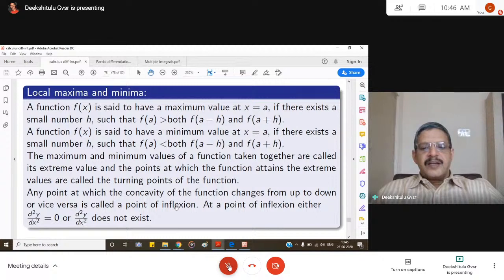Any point at which the concavity of the function changes from up to down or vice versa is called a point of inflection. We have discussed this concept, concave upwards and concave downwards, in yesterday's class. We have done problems also on points of inflection. At a point of inflection, either d square y by dx square is equal to 0 or d square y by dx square does not exist.